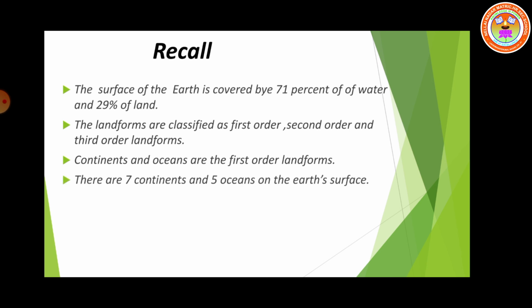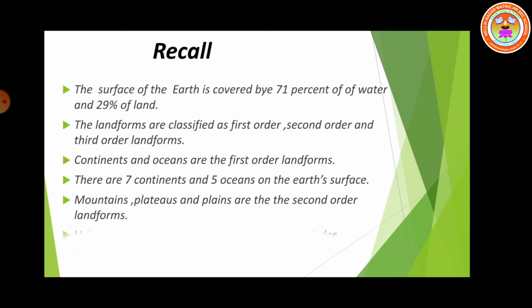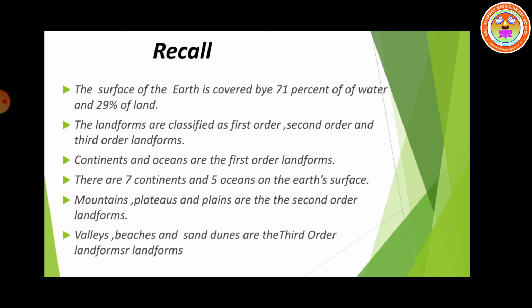There are 7 continents and 5 oceans on the earth's surface. Mountains, plateaus and plains are the second order landforms. Third order landforms are valleys, beaches and sand dunes.